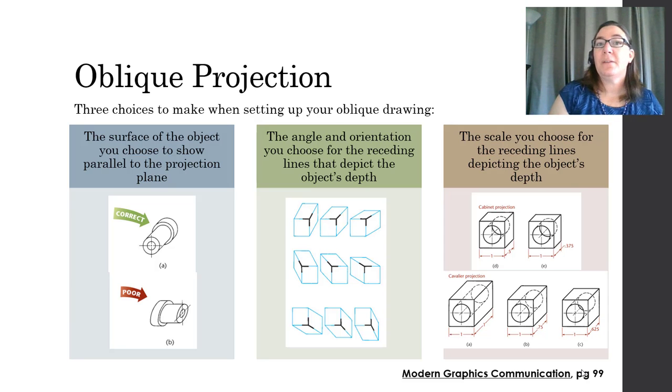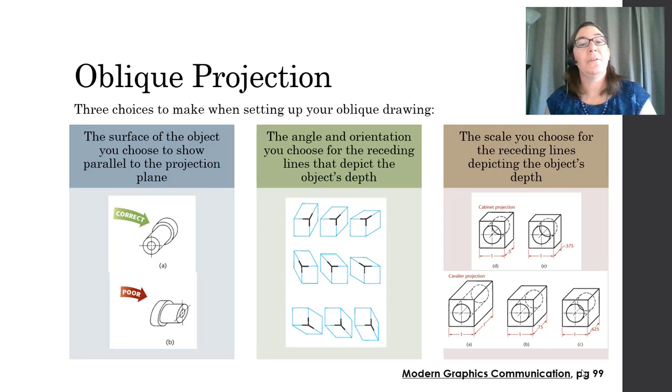There's a couple of choices you can make in the oblique projection system when you're setting up your drawing. And the first one is which surface you want to choose parallel to the projection plane. Is it a plan oblique? Is it an elevation oblique? The next one is the angle. So in isometric, you're always going to choose that 30-degree angle. Oblique projection, you can choose whichever angle you like. But it's really common to choose 30 degrees or 45 degrees.